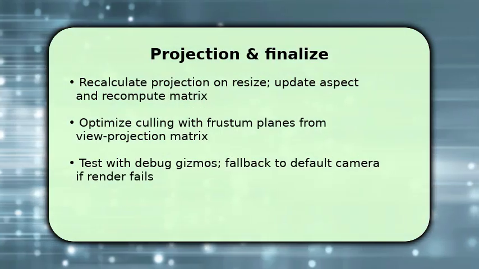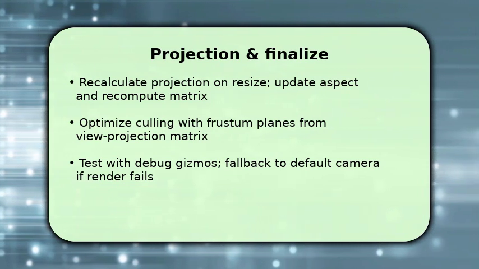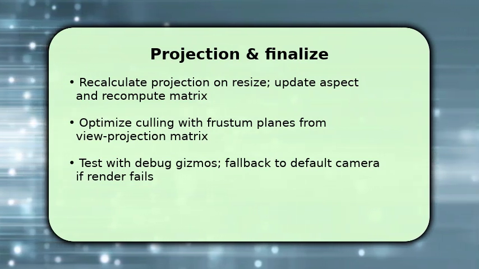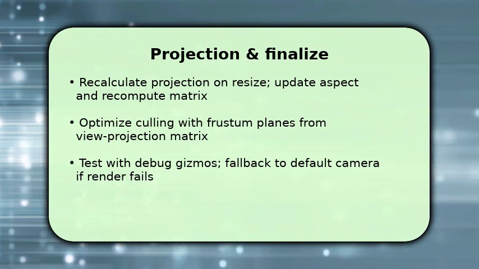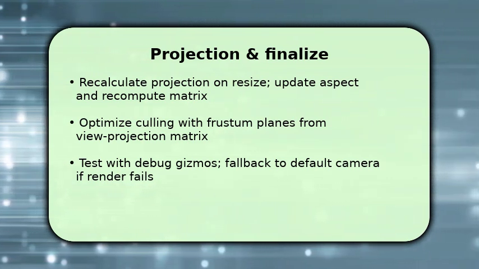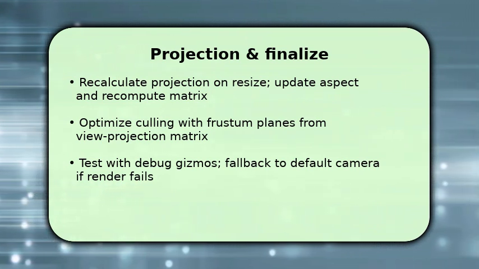You finish by ensuring projection updates and performance safeguards are in place. Recompute the projection matrix on viewport resize and update the aspect ratio so the scene remains correct. Then extract frustum planes from the combined view projection matrix to cull off-screen objects, improving frame rate.